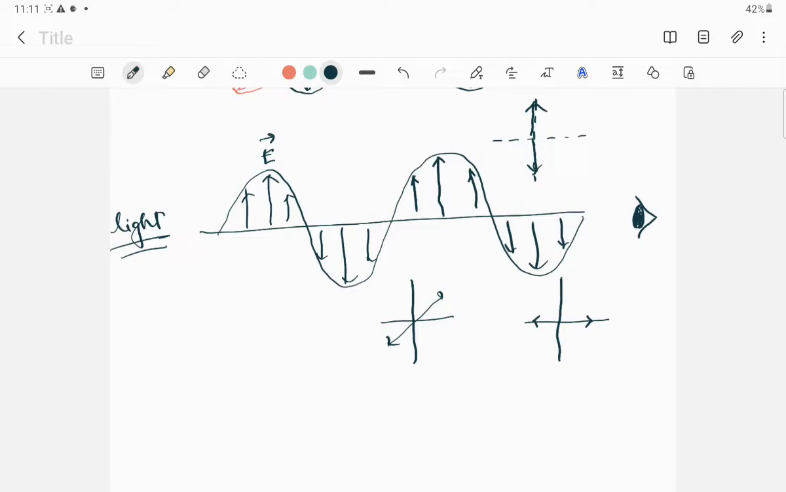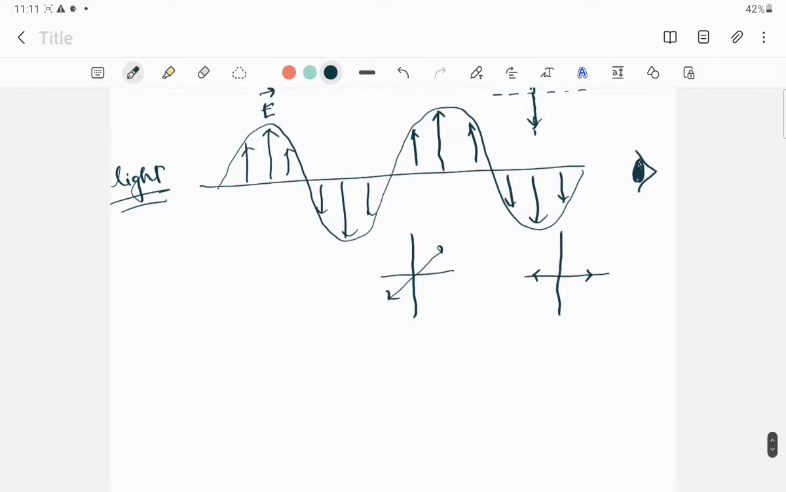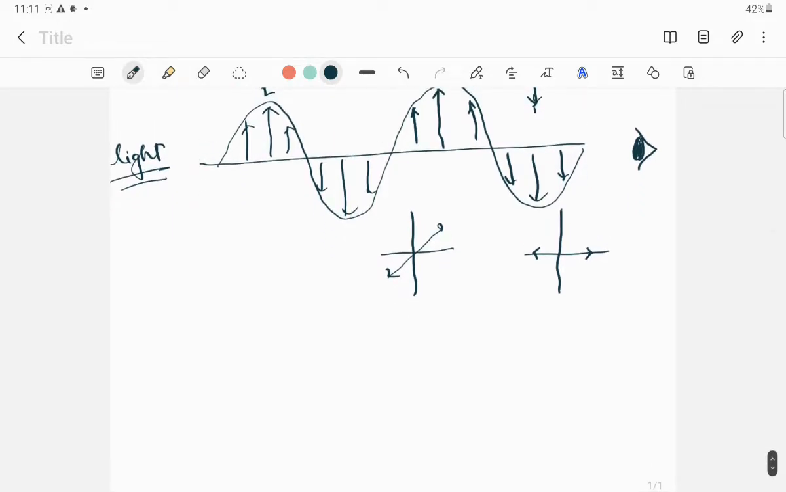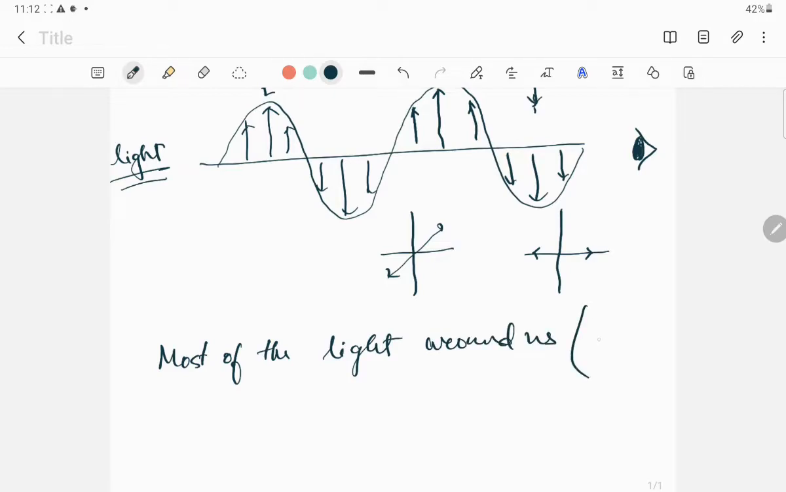But interestingly, most of the light around us, say the light from the sun, or the light from the bulb that we use in our day-to-day life, is unpolarized.